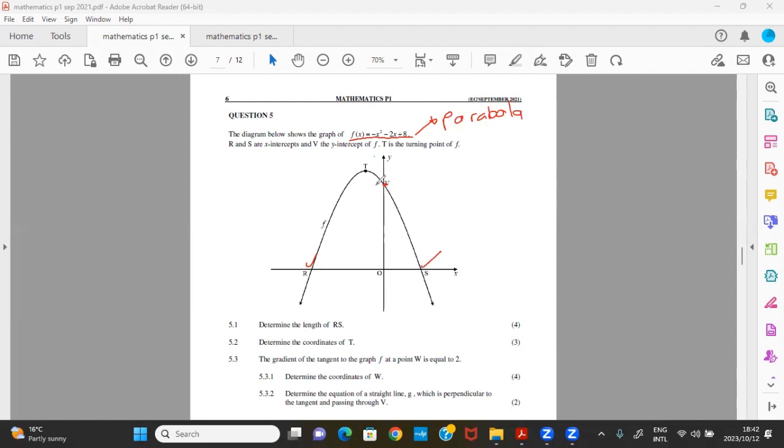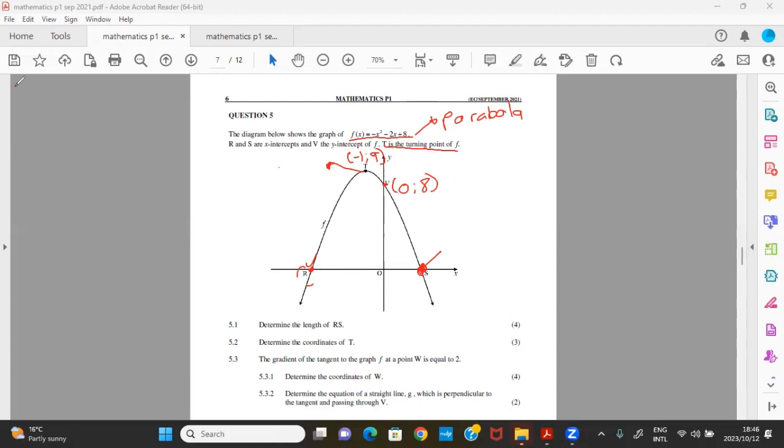Okay, 0 and 8. We know why it's 0 and 8. And then T is the turning point. Determine the length of RS. So R and S, we were told that they are my x-intercepts. So now they want the length of RS. How will I go about that? I just need to find my coordinates now. I need the coordinates of R and the coordinates of S, and then I'm just going to subtract them or plug them into my distance formula.